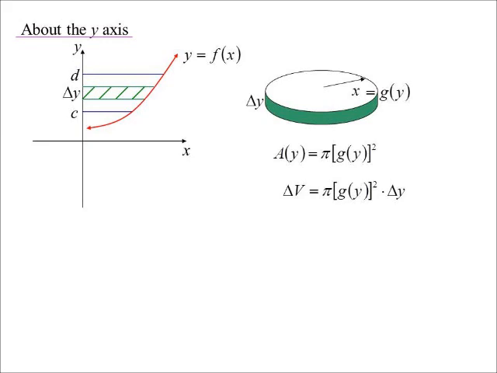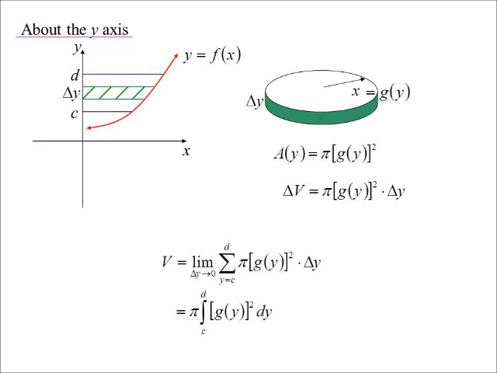Delta V equals pi, and so on and so on. So it's much the same now. Then we can say, okay, I want to sum up all of these slices, and we get our integral. Let's do an actual example then.